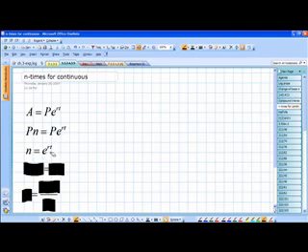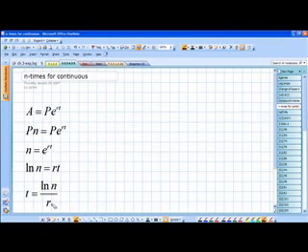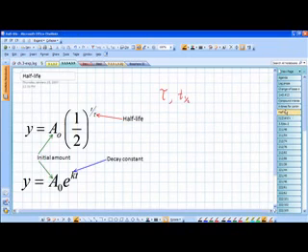We can divide P from both sides. We take a natural log of both sides, and then the amount of time it would take to multiply by n times is ln n over r. So the natural log of the number of times you want to multiply your money by, divided by the percentage rate. Next, we'll look at a couple half-life models.